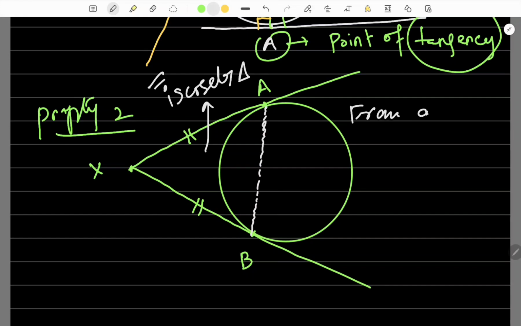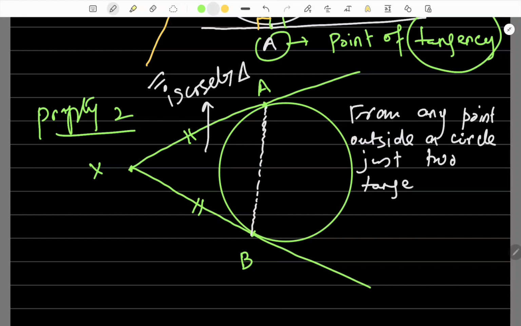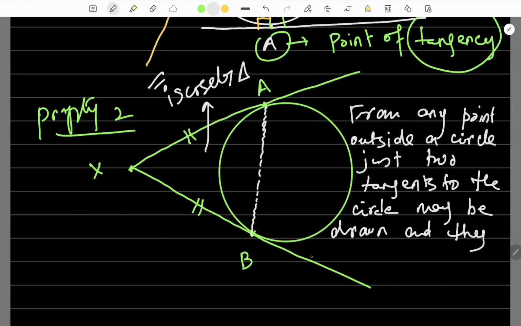From any point outside a circle, just two tangents to the circle may be drawn, and they are equal in length. Chalo, I elaborated a bit, right?